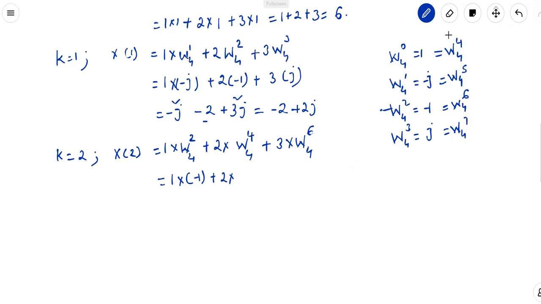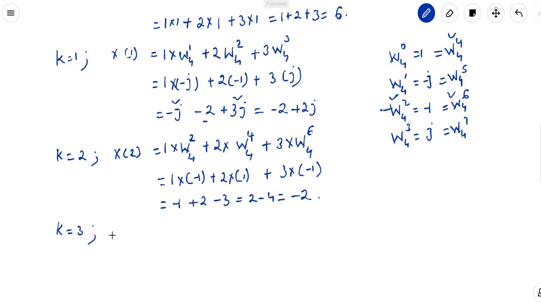So omega 4 of 4 is how much here? It is 1. So I'm going to substitute here 1 plus 3 into omega 6 of 4, which means it is equal to omega 4 of 2. So because of that, this becomes minus 1 here. Okay, so this is minus 1 plus 2 and minus 3. So this becomes 2 minus 4. So this becomes minus 2.